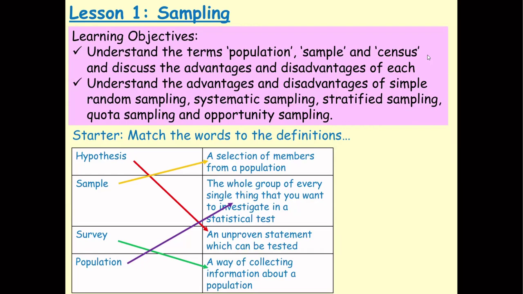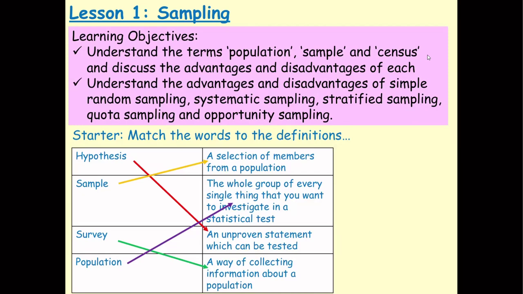We'll start off with population. The population is the whole group. So everything that you want to investigate in a statistical test. So that could be everybody in a certain town or a city. It could be everybody in a school. It's not necessarily the population of the entire country. It's all dependent on what you're looking at. Following on from that, we then have sample. Sample is the selection of members from the population. So you extract a number of people or a number of items from a population, and that becomes your sample.